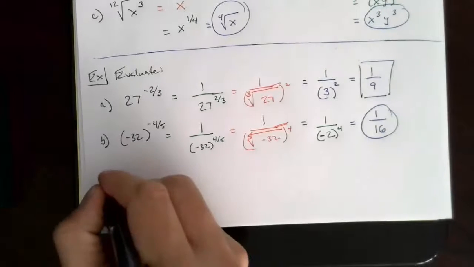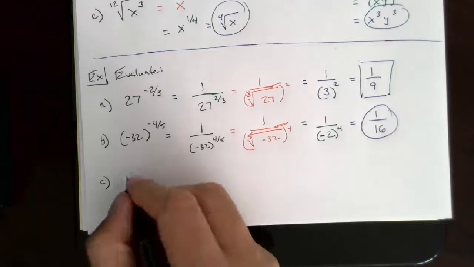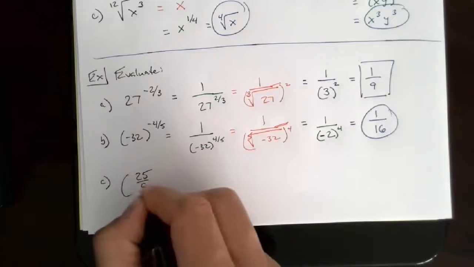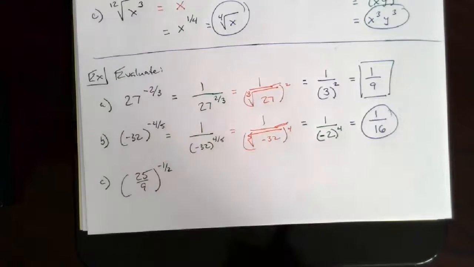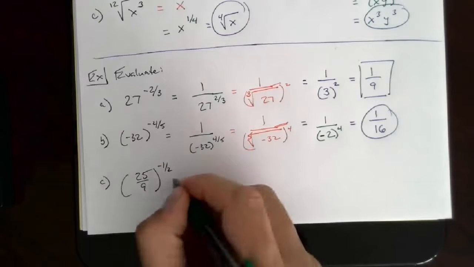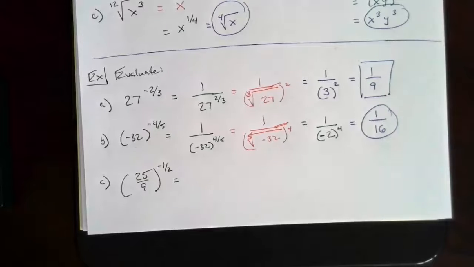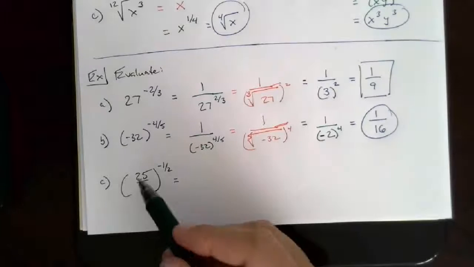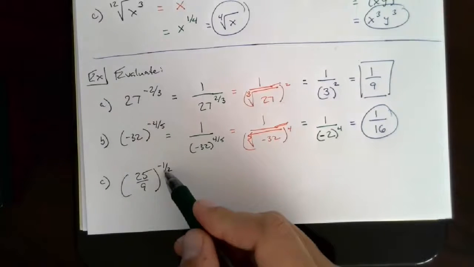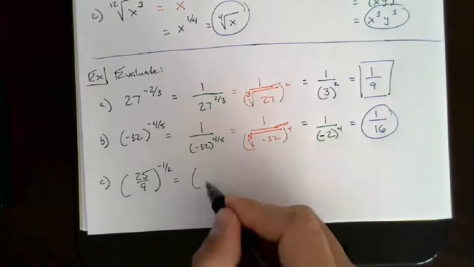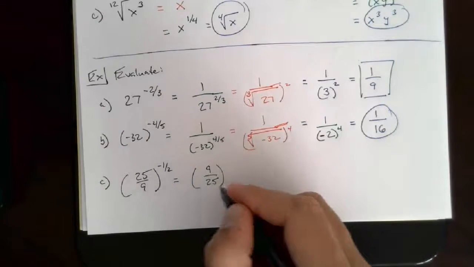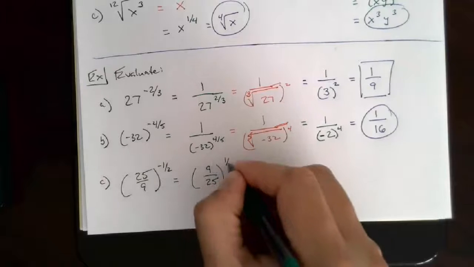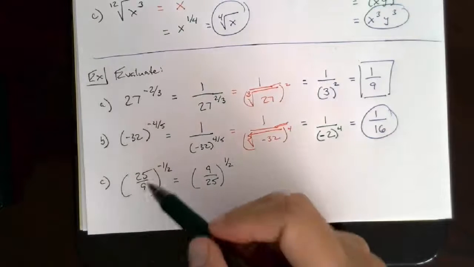How about this one here? If I said I had 25/9 to the negative 1/2. So again, first thing I notice, negative exponent tells me to rewrite it. Now if I have a negative exponent on a fraction, remember this rule. A negative exponent on the fraction means you take the reciprocal of that base, so 9 over 25, and then you make the power a positive 1/2. And that's the same as our negative exponent.